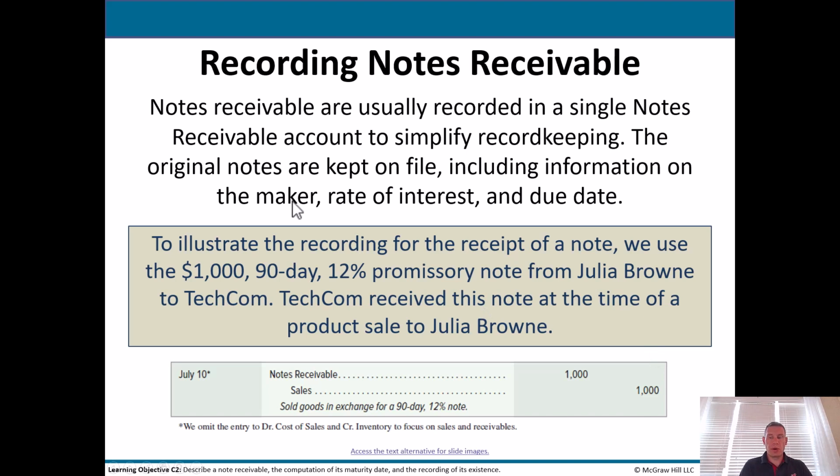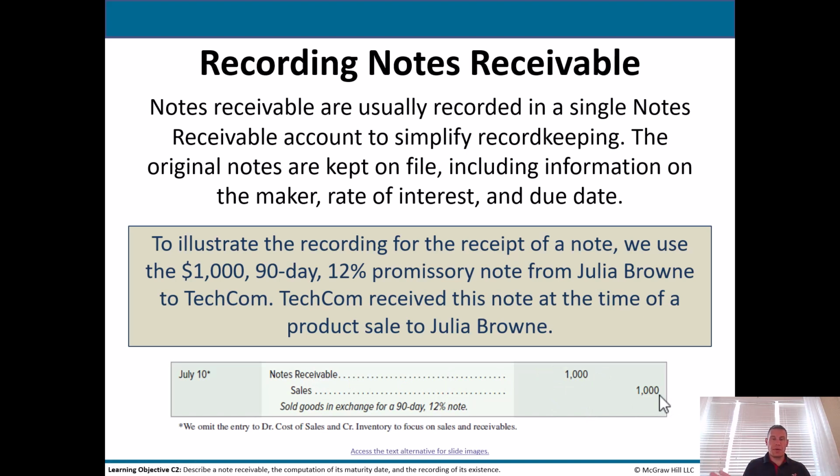All right. So what about recording notes receivable? Notes receivable are usually recorded in a single notes receivable account to keep the record keeping simple, theoretically. The original notes are kept on file, including information on the maker, rate of interest, and the due date. To illustrate the recording for the receipt of a note, we use the $1,000 90-day 12% promissory note from Julia Brown to TechCom. TechCom received this note at the time of a product sale to Julia Brown. So you can see the debit to notes receivable. That's increasing the asset account notes receivable. And then we have an increase of the equity account sales.